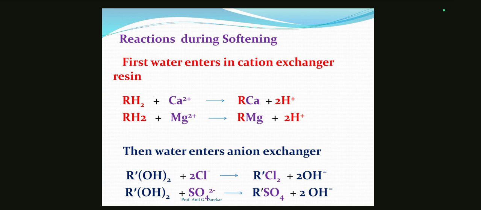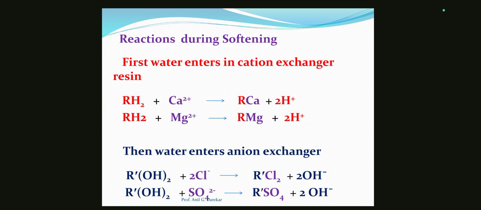Now here Ca2+ and Mg2+ are present in the water entering the resin, and that resin is RH2. So Ca2+ and Mg2+ get captured. So in the product you can see RCa, RMg, and what is getting released? H+ ions are getting released.